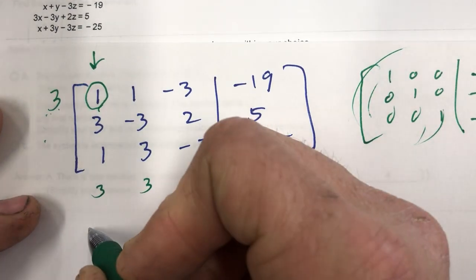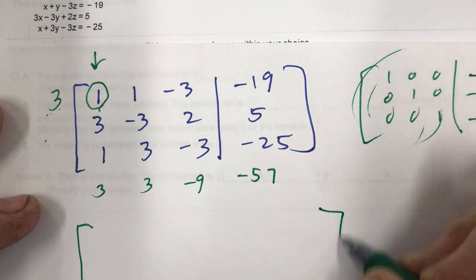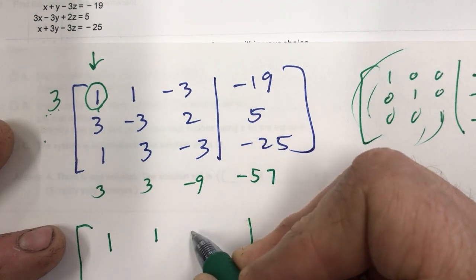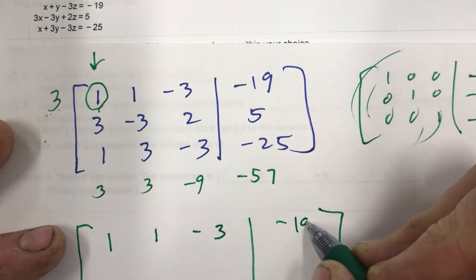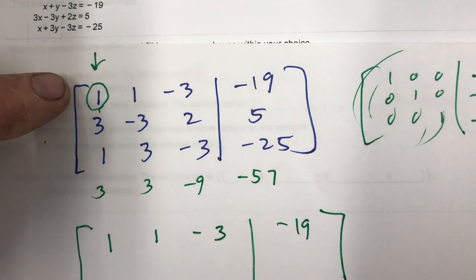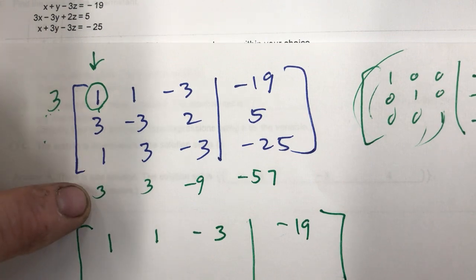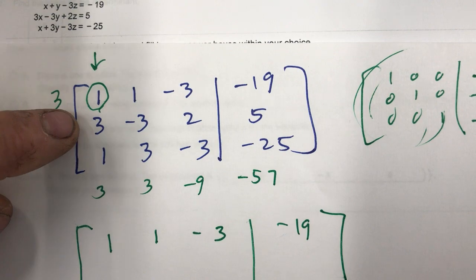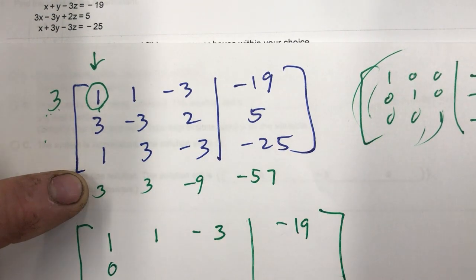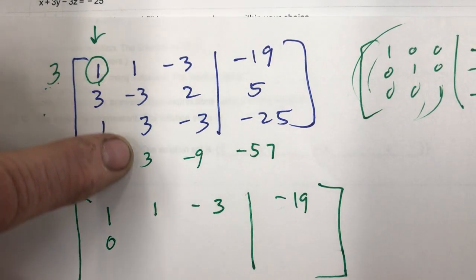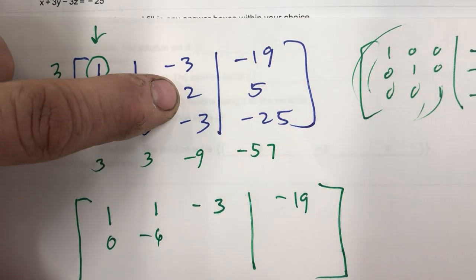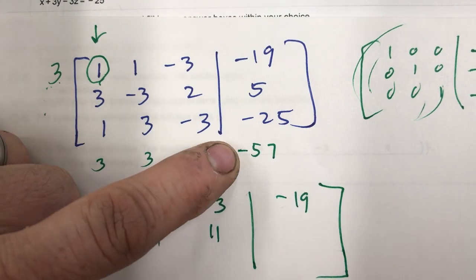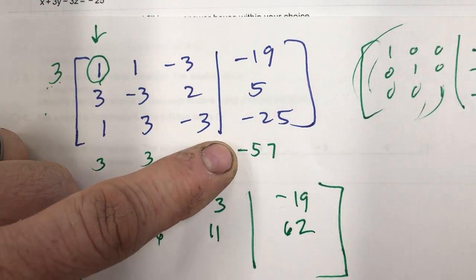Now I'm going to write my matrix. I've got the 1, 1, negative 3, and negative 19. This first row is good because it's got a 1 in that column. But this needs to be a 0, so I did 3 times all these, and now I'm going to subtract these two. 3 minus 3 is 0. Negative 3 minus 3 is negative 6. 2 minus negative 9 would be 11. And then 5 minus negative 57 would be 62.